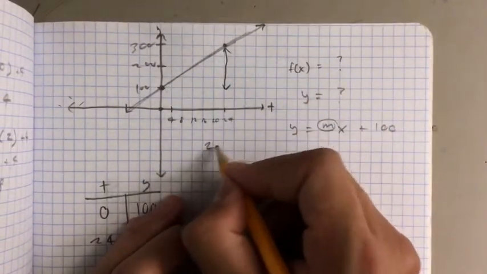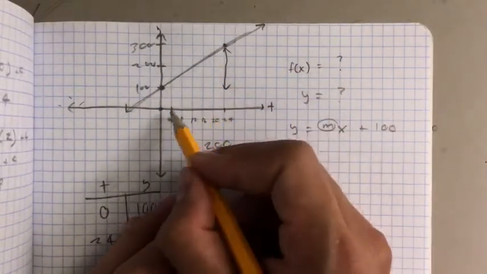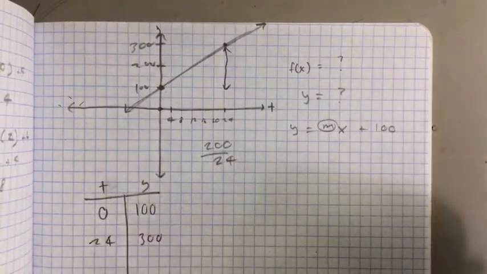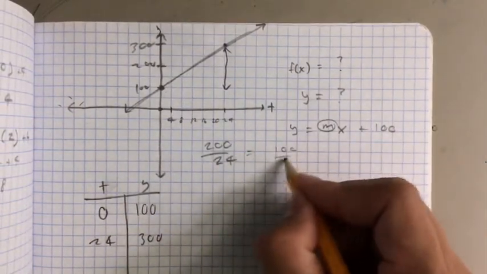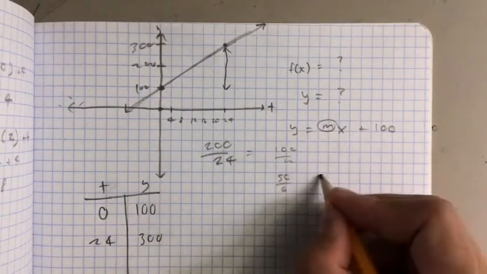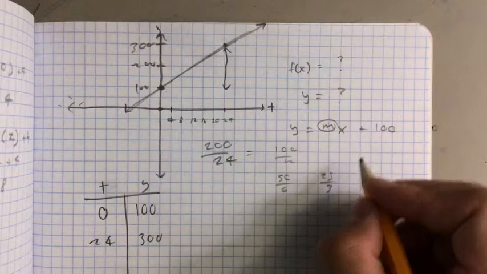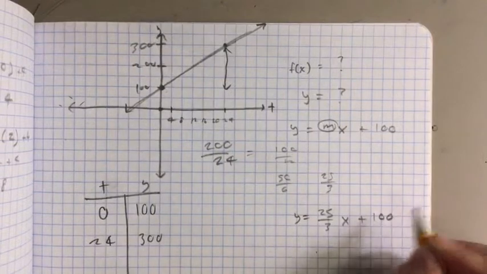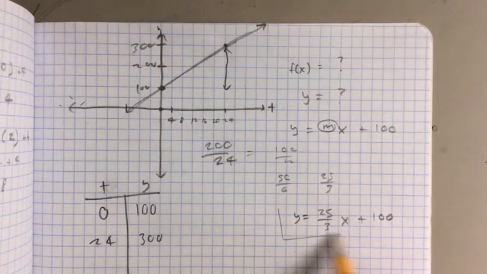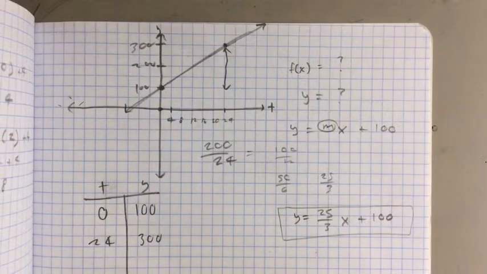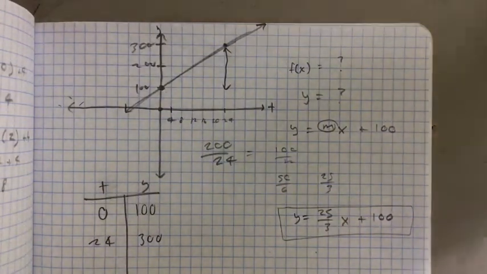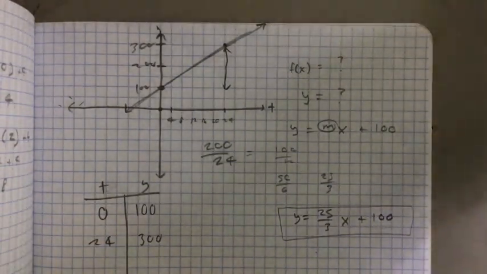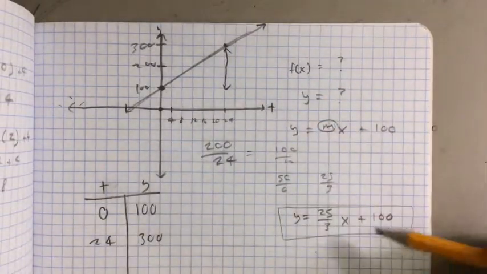So that's 200. What's the difference in the x? Well, 0 to 24, that's 24. What's 200 divided by 24? Well, if you reduce that, that's 100 over 12, that's 50 over 6, 25 over 3. So we have y equals 25 over 3 x plus 100. And that's our equation. So if you want to understand that, just watch that part of the video again, and you'll know how to represent basically any kind of linear problem as a graph, and also as a function.